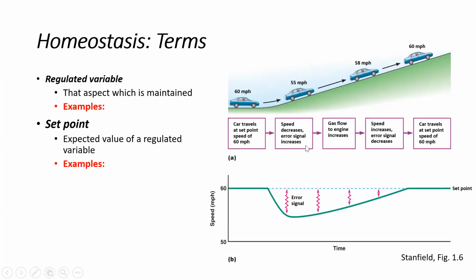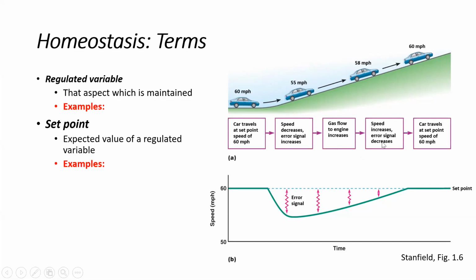And so that set off what we called an error signal. And then we also said that in order to begin correcting this error signal, the car began to do something. This triggered an event, which was increasing gas to the engine, and that would allow the car to begin to correct this initial error signal. And so after that happened, we began to see the speed increase to about 58 miles per hour.